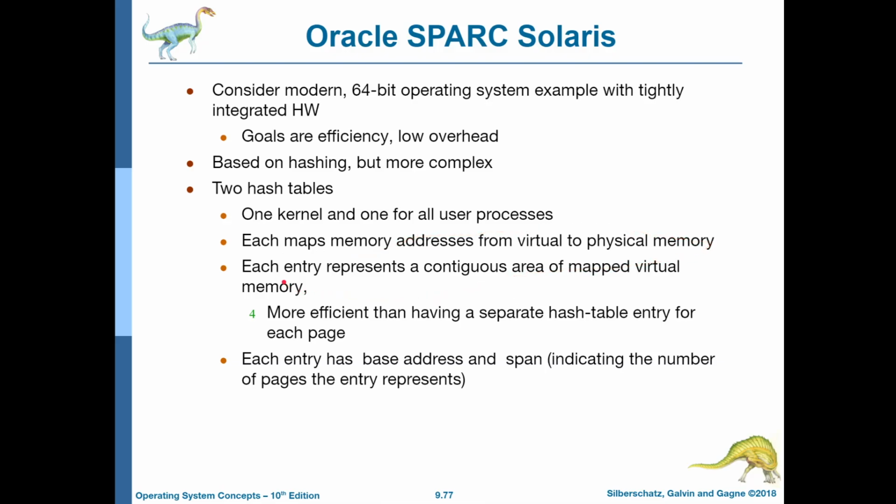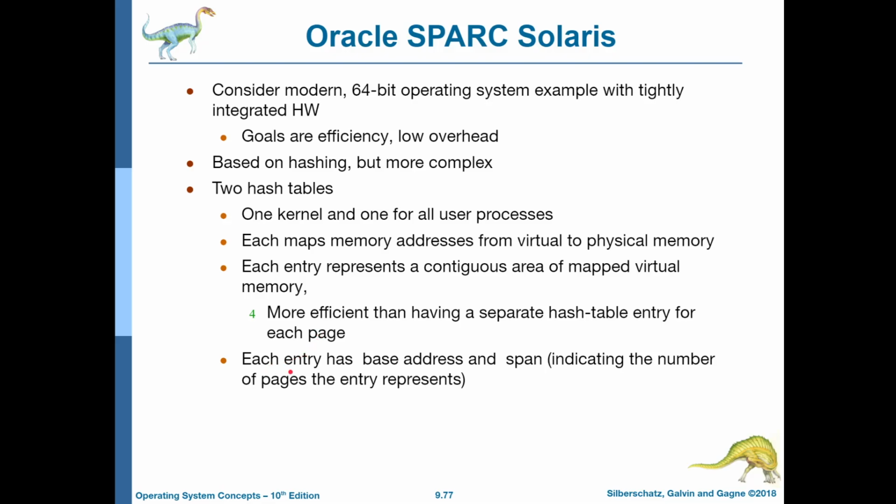The way they do this is each entry represents a contiguous area of mapped virtual memory, meaning that several pages are represented with a particular entry. This is more efficient than having separate hash table entries for each page. It actually allows us to have a hash table entry spanning several pages of virtual memory.